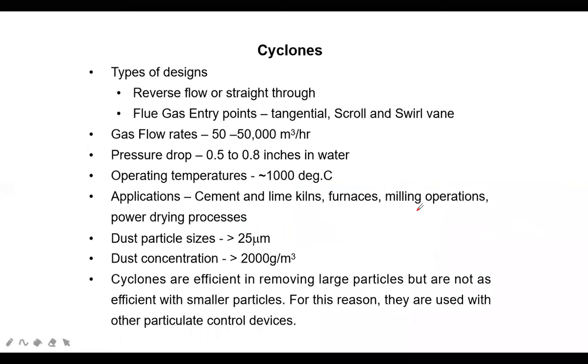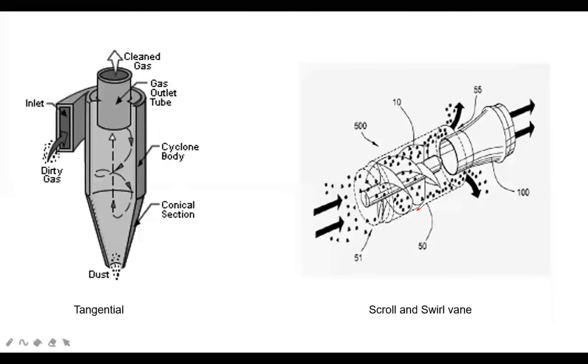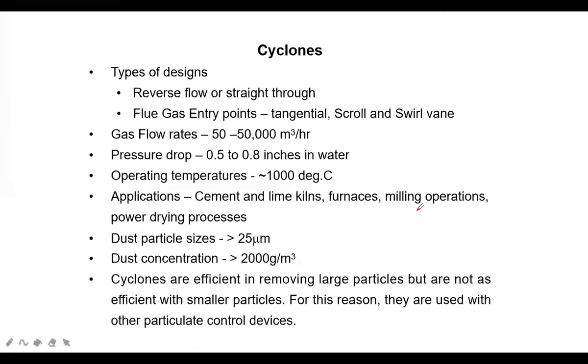These are some of the properties of the cyclone. You can just go through. So it can be of both reverse flow and straight through types of design. I want to show you. Flue gas entry points can be tangential, scroll, or swivel vane. I want to show you in the next slide. You can see and judge better.